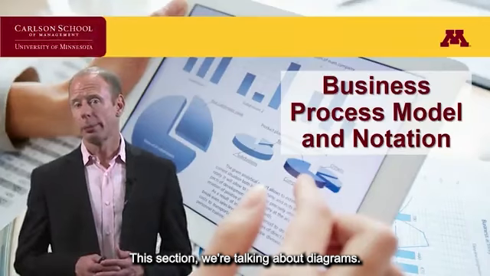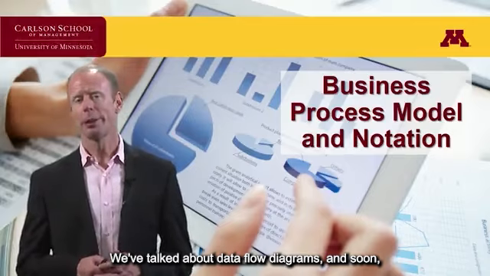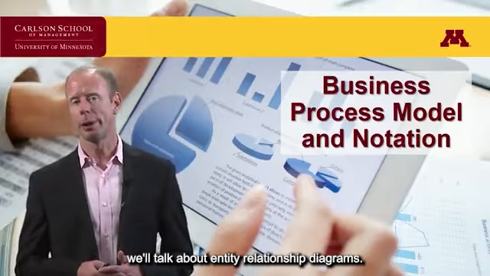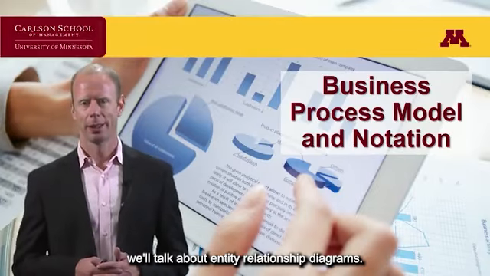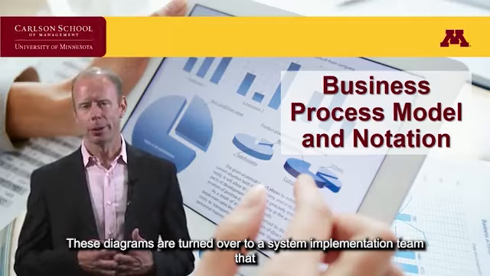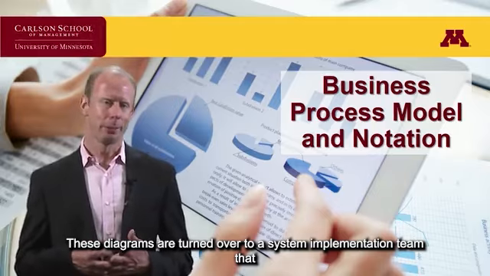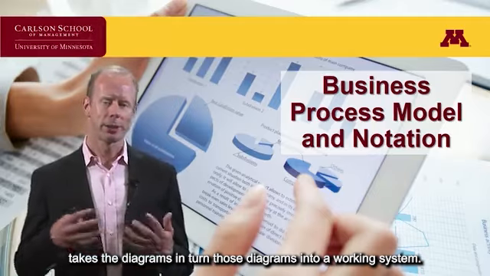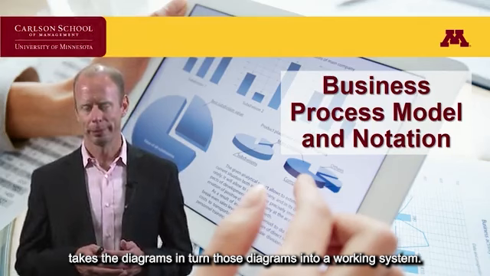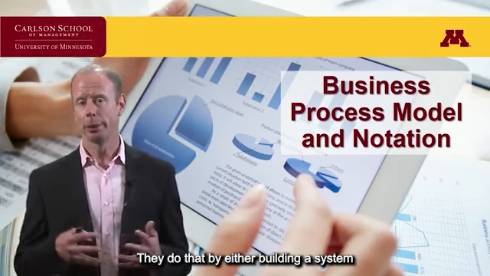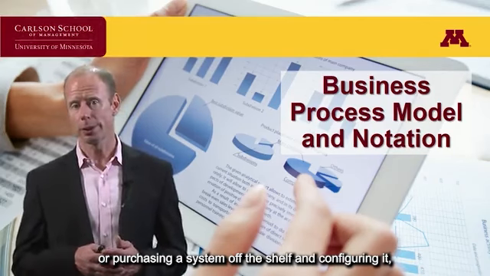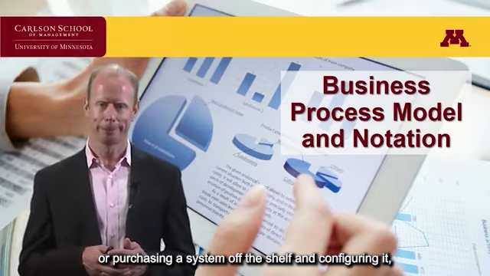This section we're talking about diagrams. We've talked about data flow diagrams, and soon we'll talk about entity relationship diagrams. These diagrams are turned over to a system implementation team that takes the diagrams and turns those diagrams into a working system. They do that by either building a system or purchasing a system off the shelf and configuring it.